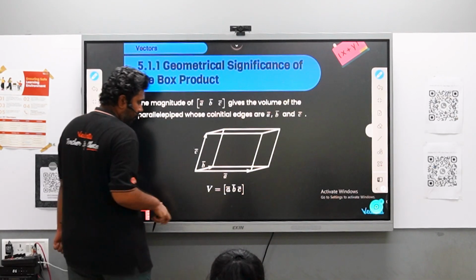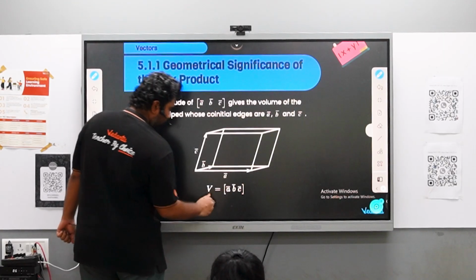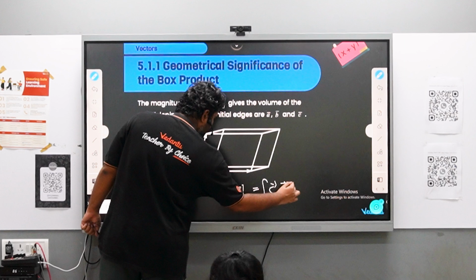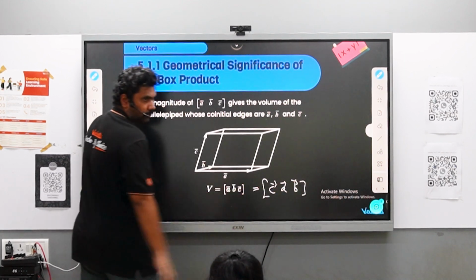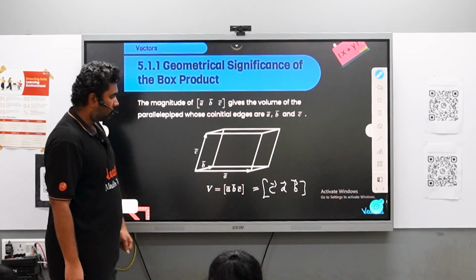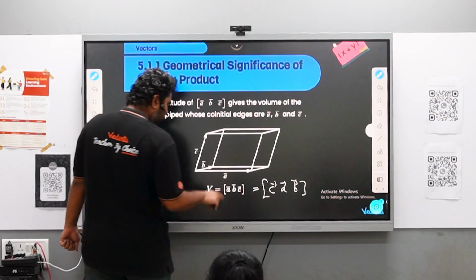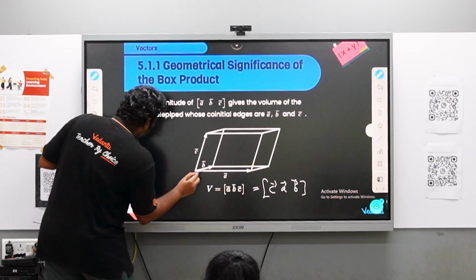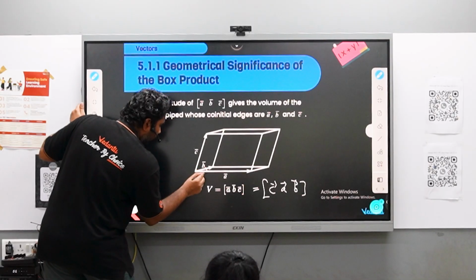Say for example you are considering this as C, A, B. Because we can do that, right? It's going to satisfy the cyclic order. So A cross B, C vector dot A cross B. So there will be some small angle over here.